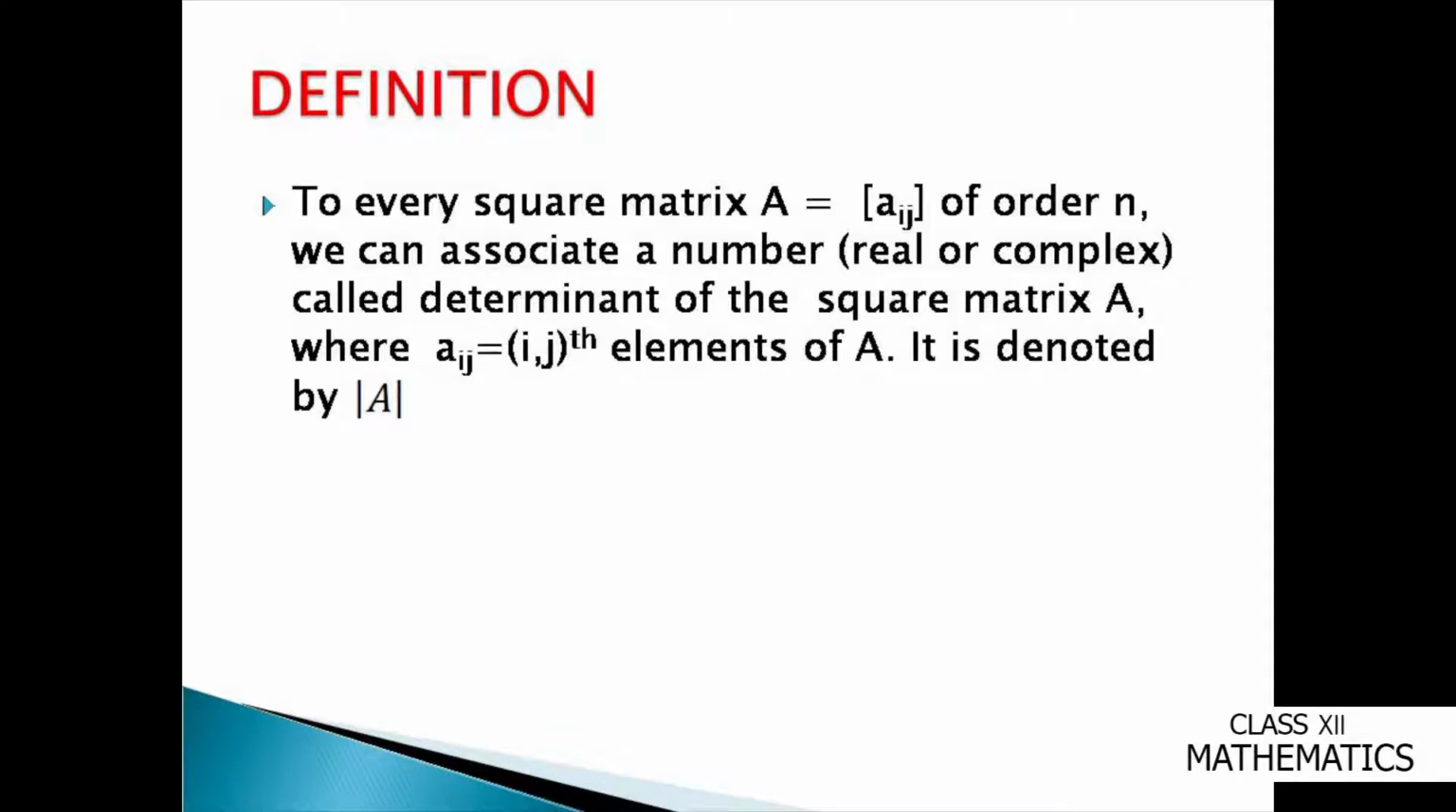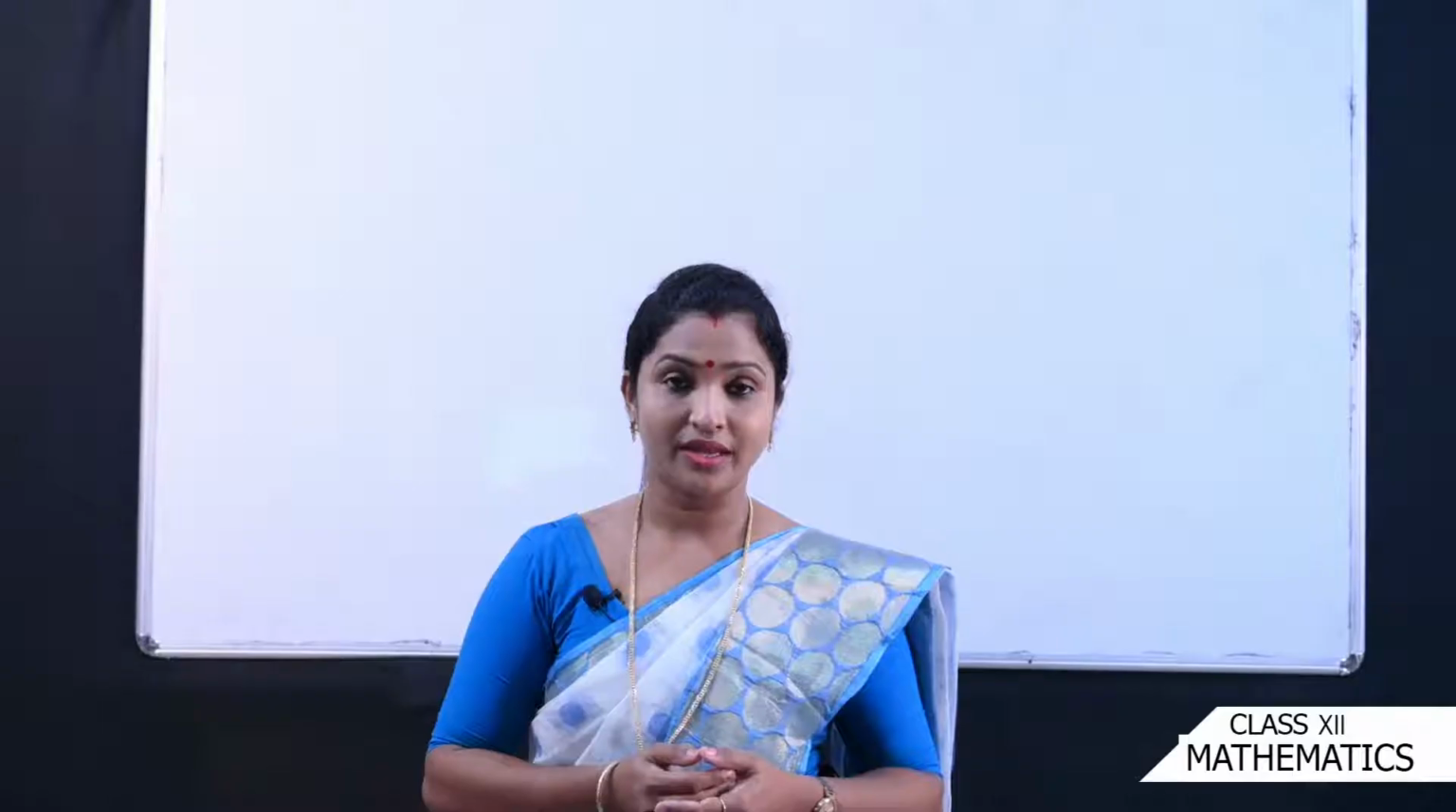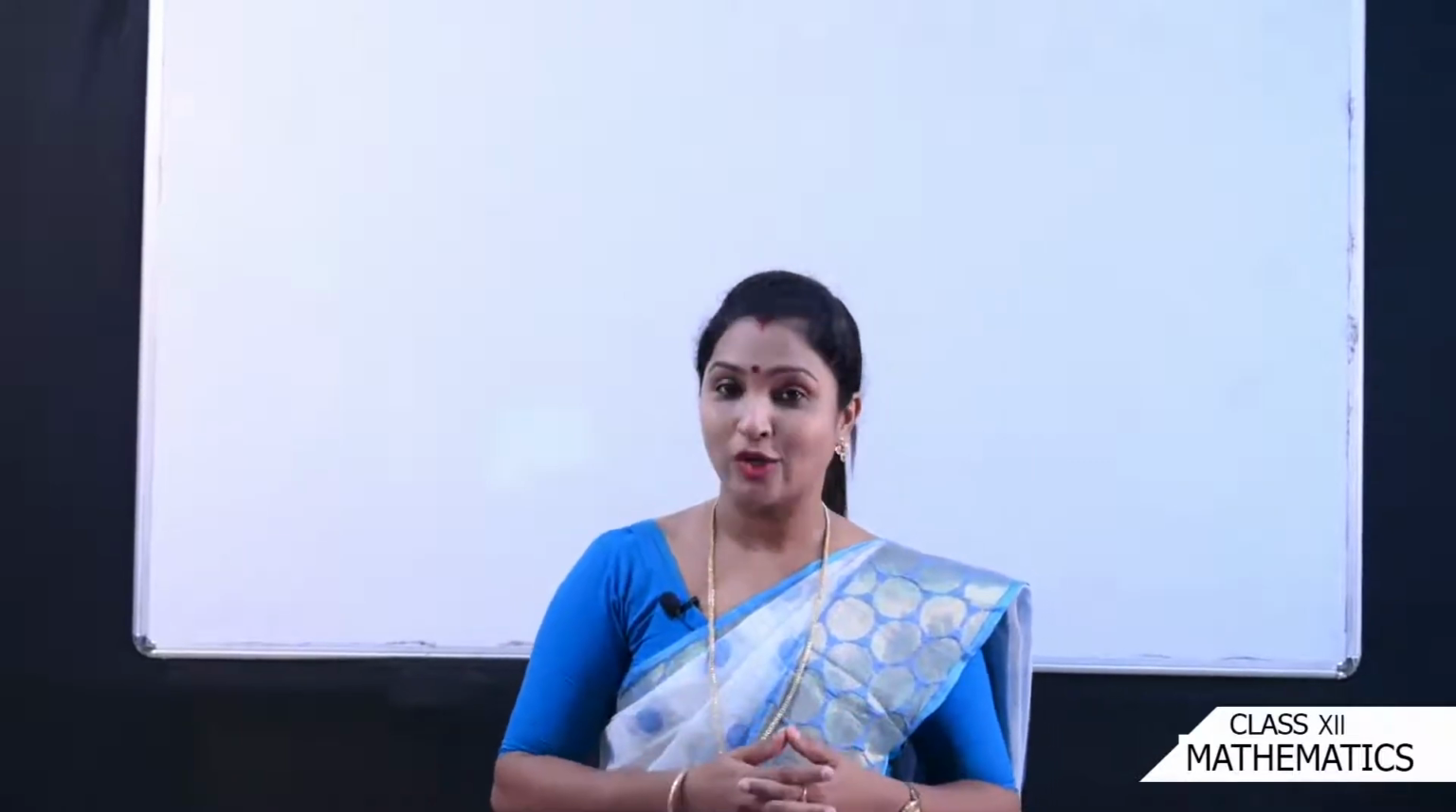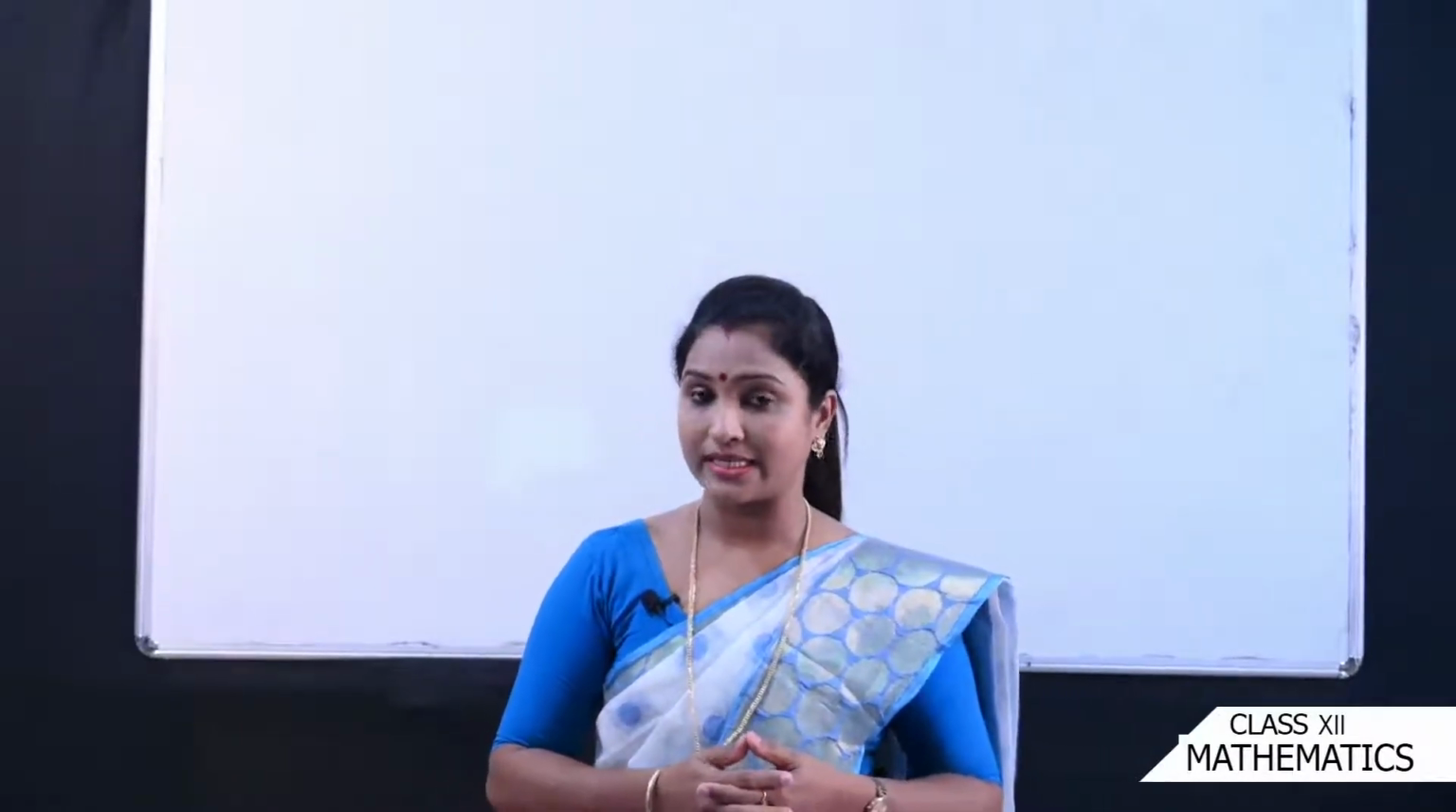If you see the definition, it says that to every square matrix A = [aij] of order n, we can associate a number, which can be real or complex, called the determinant of the square matrix A, where aij is the (i, j)th element of A. I know that the definition is not clear to you. I'll explain it once again.